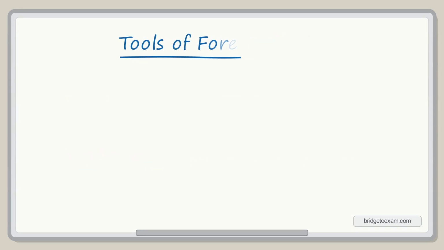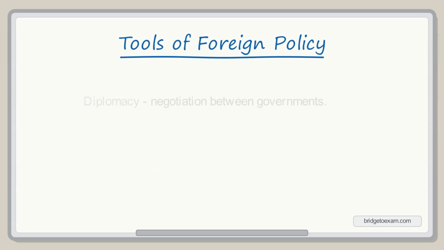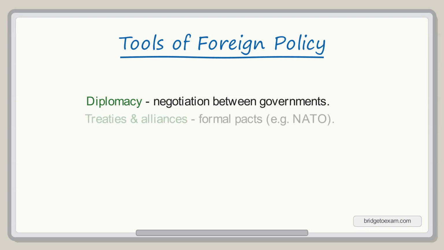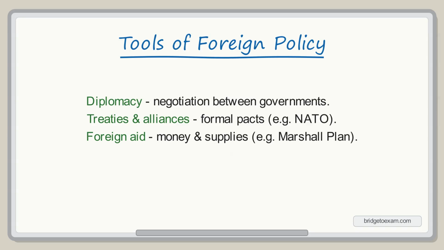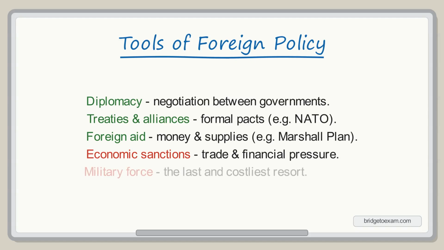Now, foreign policy. How the U.S. deals with other countries. The first tool is diplomacy, simply negotiation and talking between governments. Next come treaties and alliances, formal commitments like NATO. Foreign aid sends money or supplies, like the Marshall Plan that rebuilt Europe. Then there are economic sanctions, trade and financial pressure to change a government's behavior. And at the far end is military force, the last and most costly resort. Think of these as a ladder, from talking all the way up to fighting.